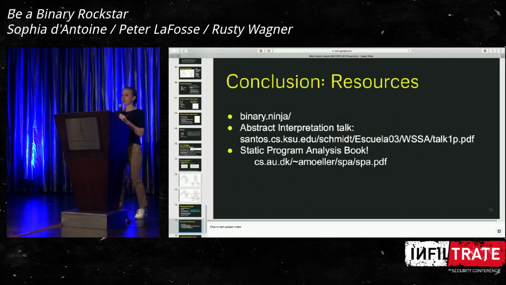In conclusion, Binary Ninja's website is a great resource, but I also loved this talk down here about abstract interpretation. I thought it was very clear and explained the topics very well, if you're new to it. And the only static program analysis book I've ever seen before is linked right here. I got my idea and a lot of the theory behind my sign analysis tool from this PDF. It's a great resource, and it's actually a fairly easy read compared to a lot of academic things I've read.